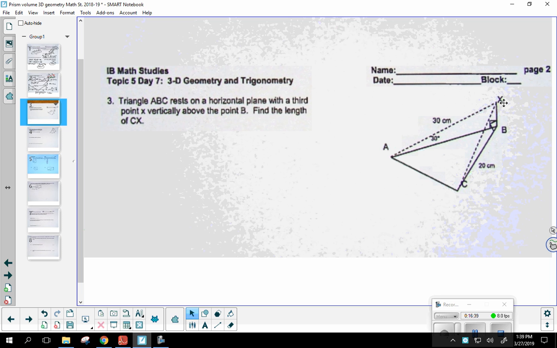Is the angle CBX a right angle? Yes, that is a right angle. So it's a right angle.